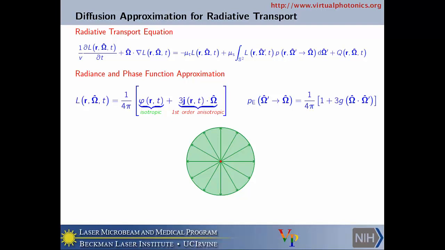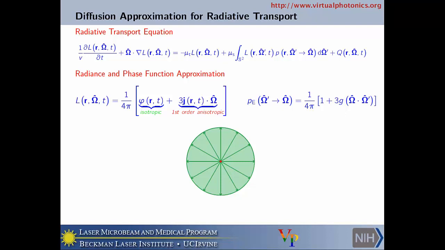Well, that makes this equation very hard to solve, because in general, this angular distribution of light is very complicated. So what the diffusion approximation does is says, well, I don't want to deal with these very complicated situations. Let me try and make this function in angle fairly simple. And so there's a set of functions called the spherical harmonics, which can define any function on a unit sphere. And so there's an infinite series of these functions.